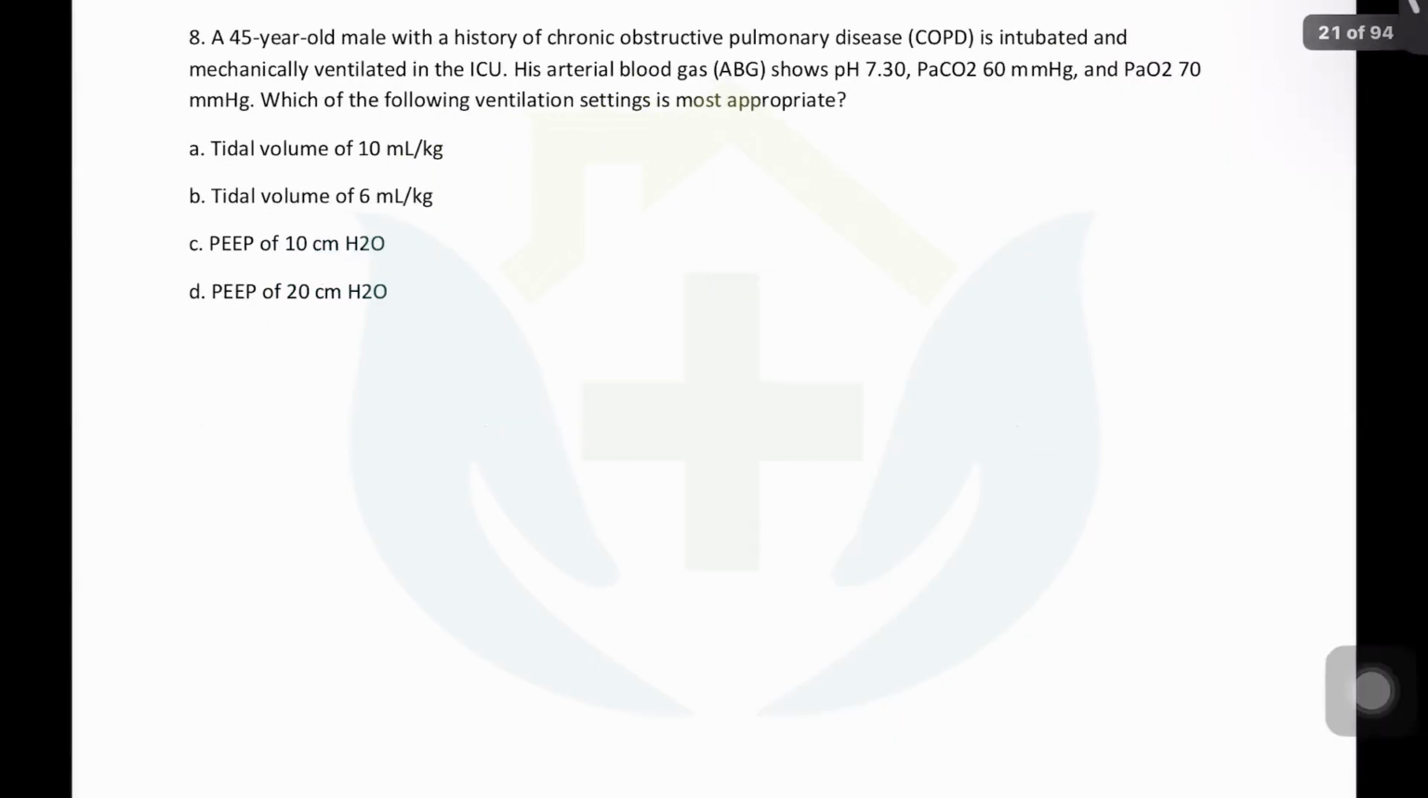Next is, now as we progress, the questions will become more and more technical. A 45-year-old male with a history of chronic obstructive pulmonary disease is intubated and ventilated. His ABG shows pH 7.30, carbon dioxide 60, oxygen 70. Which of the following ventilatory settings is most appropriate? Tidal volume of 10 mL per kg, tidal volume of 6 mL per kg, PEEP of 10, or PEEP of 20.